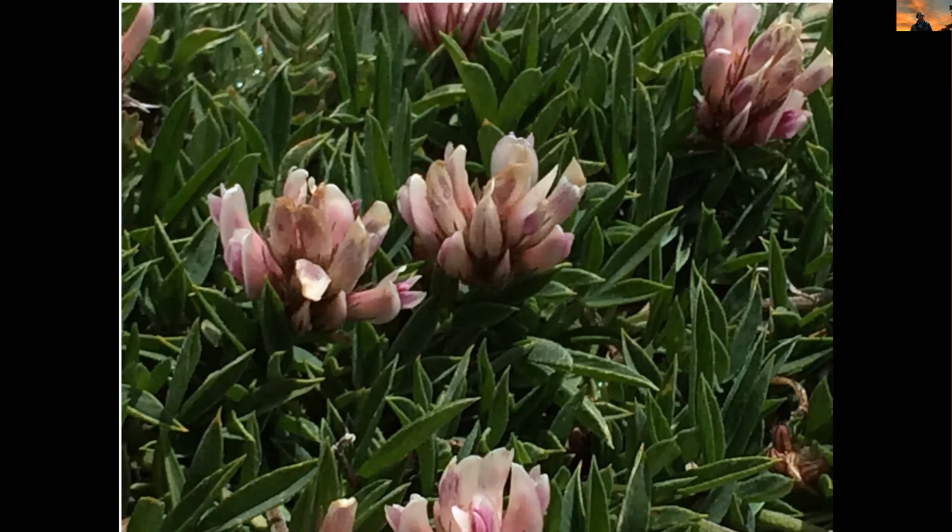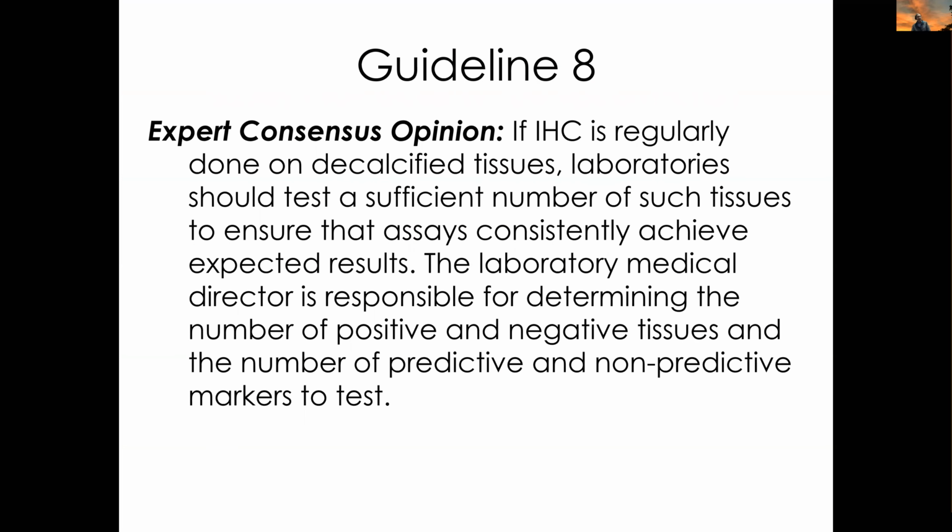Okay, we'll take a breath here for a second and let's go on then to guideline number 8. Again, this is an expert consensus opinion. If immunohistochemistry is regularly done on decalcified tissues, laboratories should test a sufficient number of such tissues to ensure that assays consistently achieve expected results. And the medical director has discretion in determining the number of positive and negatives that will be done on predictive or non-predictive markers to test. Again, where's your level of comfort with and confidence in your diagnosis?